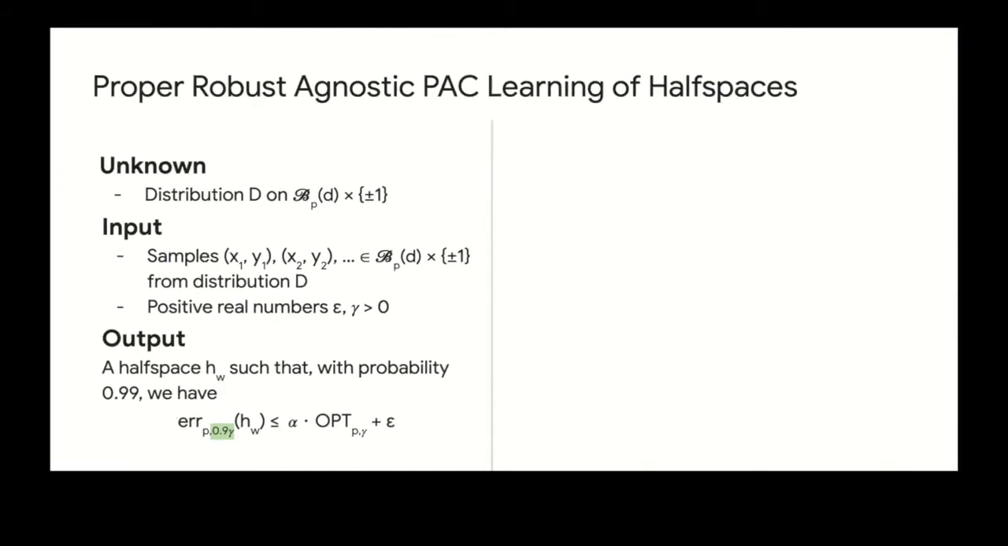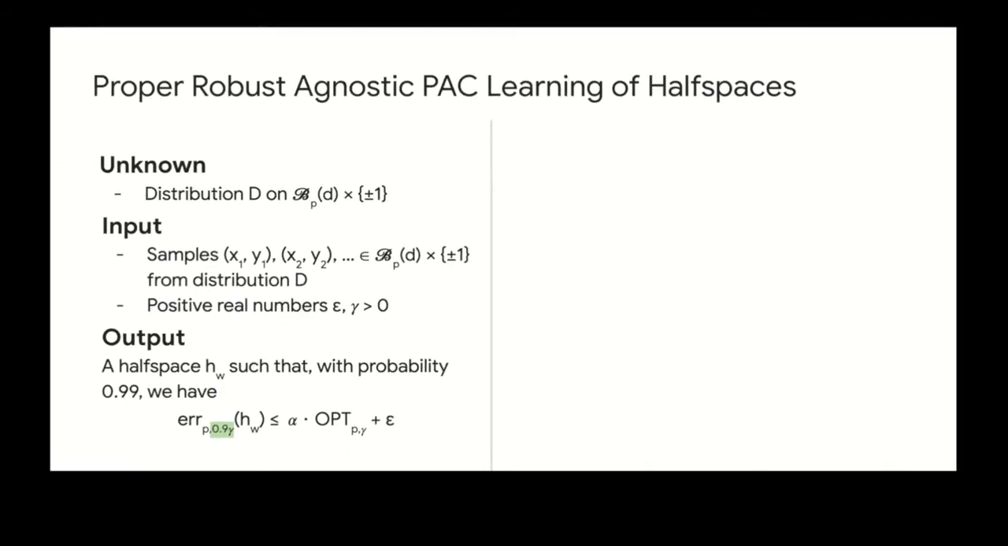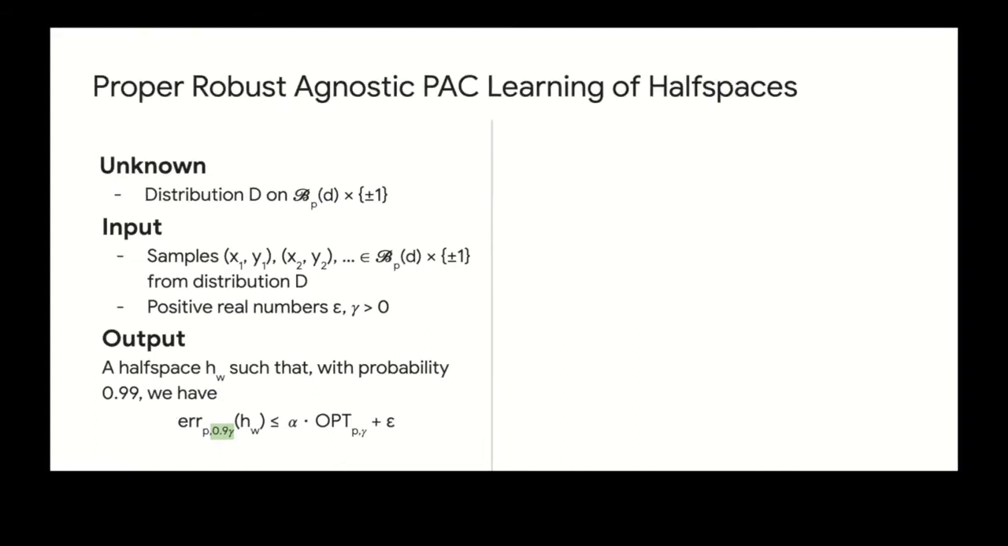So we have some unknown distribution on the unit LP ball in d dimensions times plus or minus 1, and we want to find a half space that has a small 0.9 gamma robust error compared to the optimum gamma robust error. Okay, is this problem clear to everyone? Are there any questions so far? Okay, if not, I will continue.